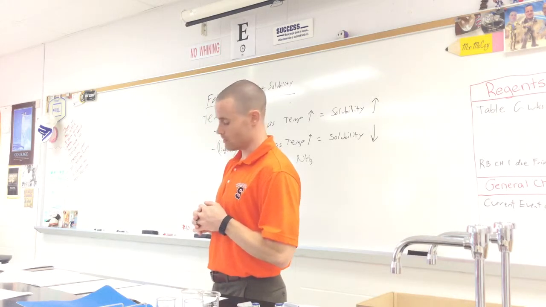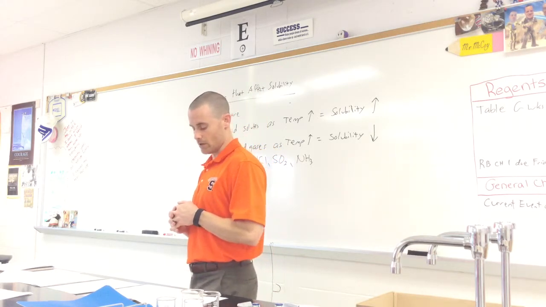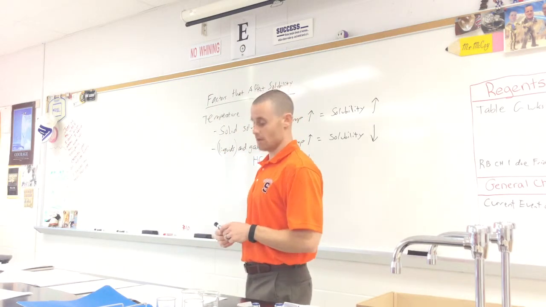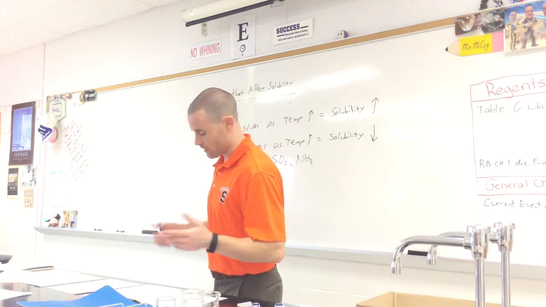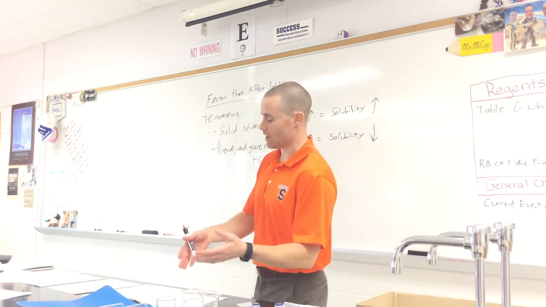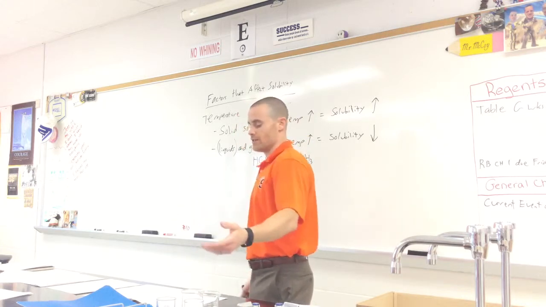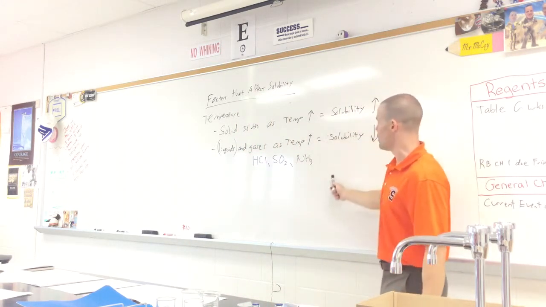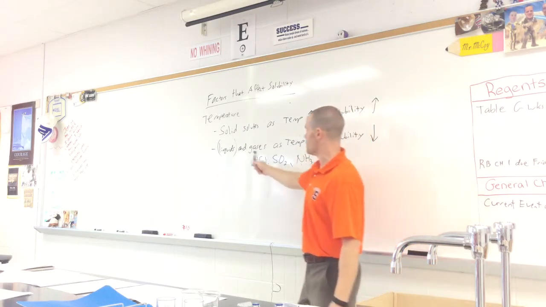So go to 100 degrees on the x-axis, all the way bottom right, and then just go straight up until you hit the NH3 line. Around 7 or 8, we'll say 7. So at 0 degrees, you can dissolve 90 grams. At 100 degrees, you can only dissolve 7 or 8. So that's what I mean. The solubility goes down when we increase the temperature on gases.